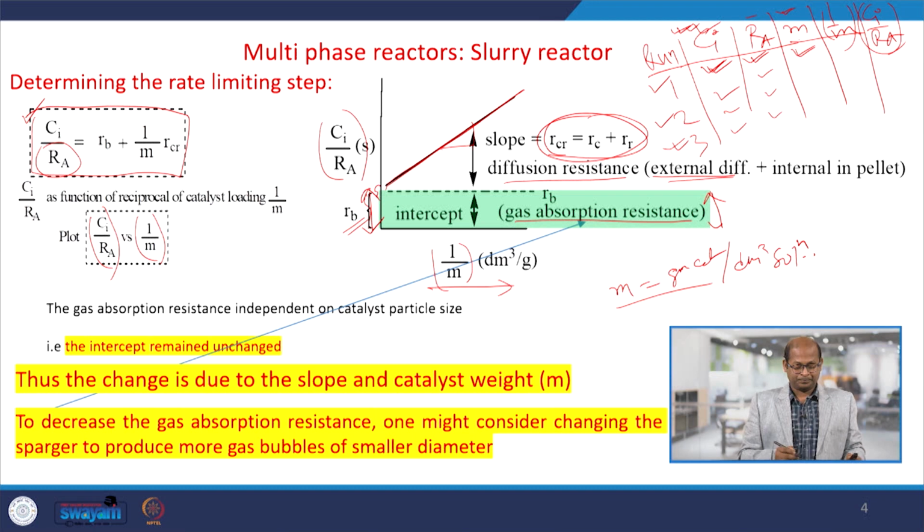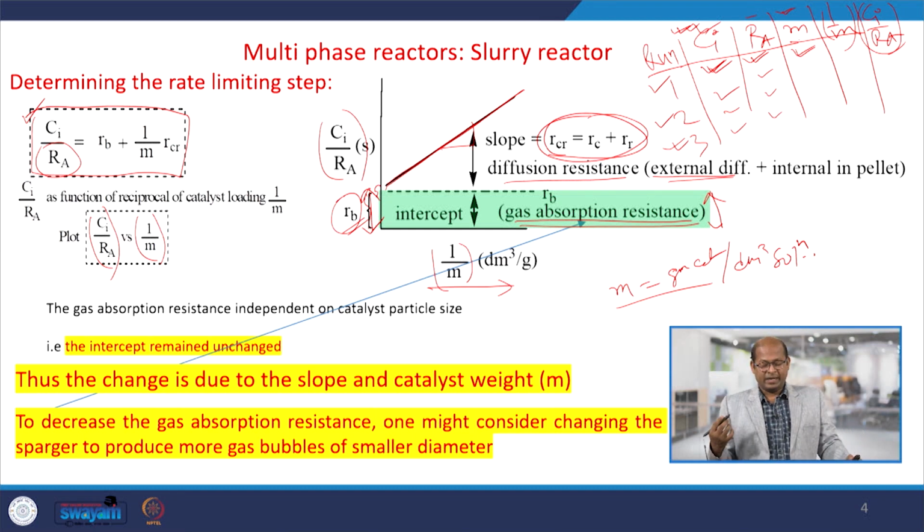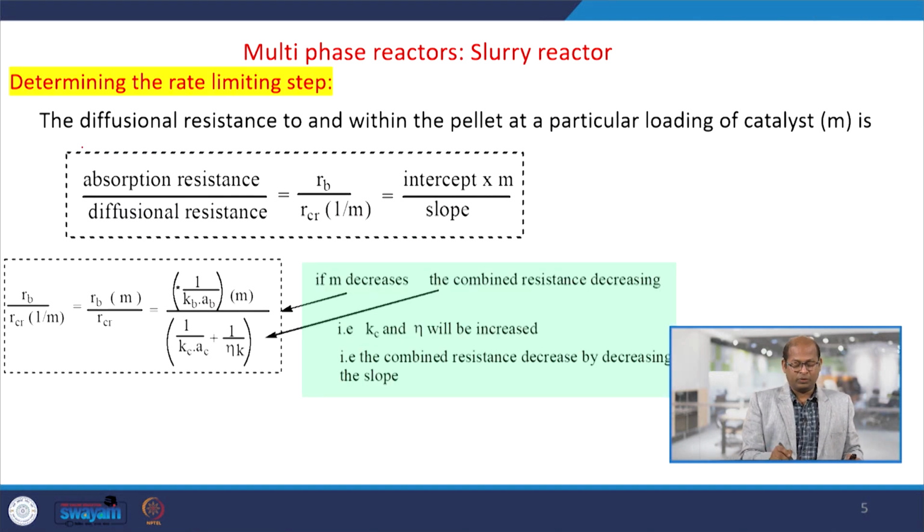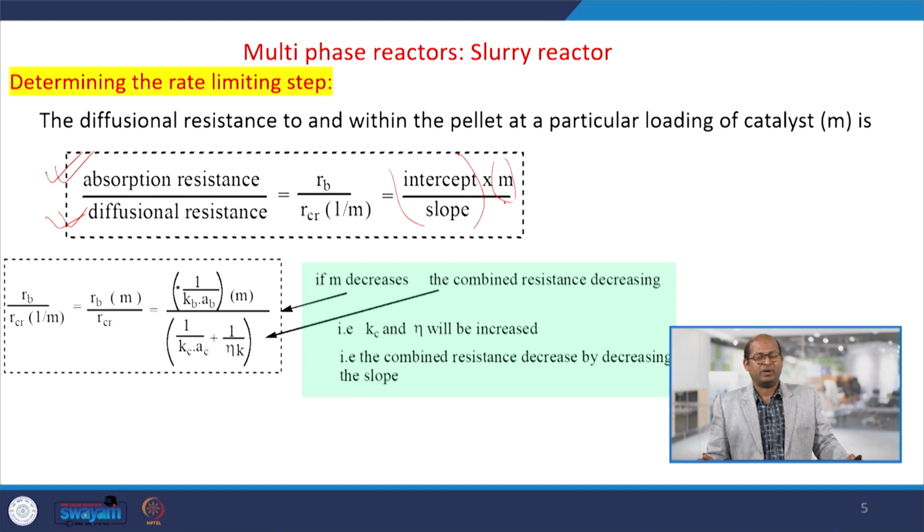Here you can see this RB part, the absorption resistance, is independent of the amount of catalyst that you have taken. These two components, the absorption resistance and the diffusional resistance, we write this way: RB by RCR into 1 by m, where that is the intercept and the slope multiplied with the mass of the catalyst that was taken per DMQ solution, or the volume of the solution taken for that particular reaction.